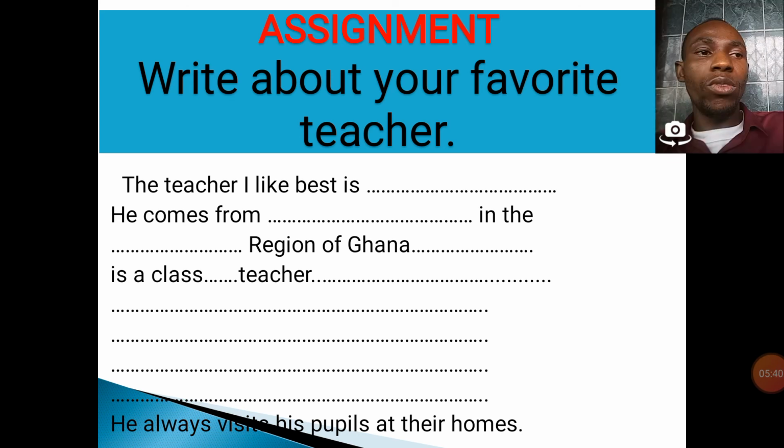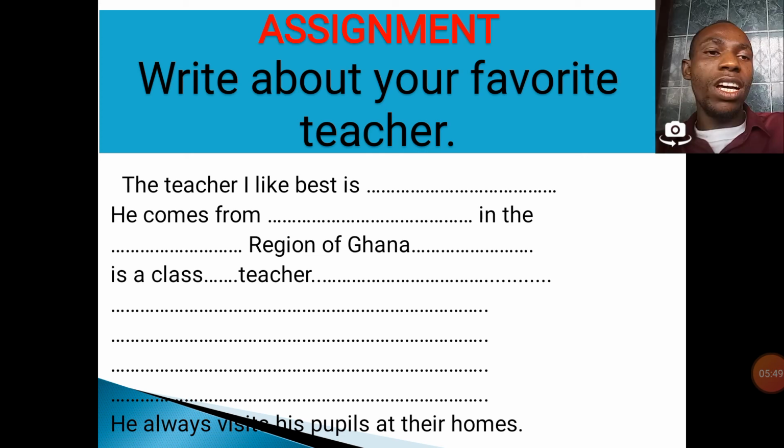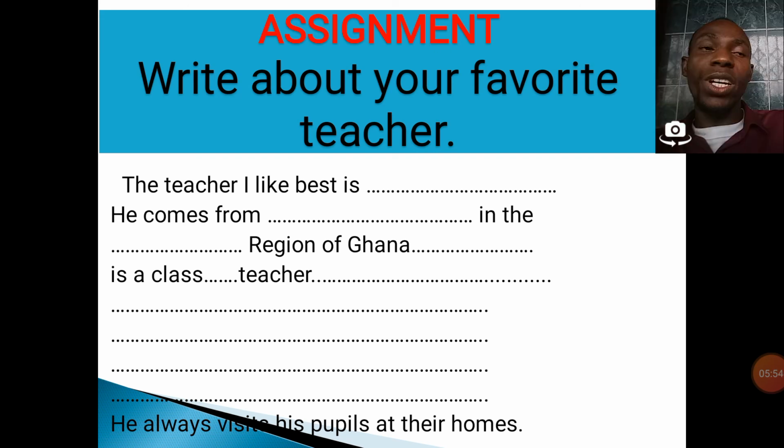After filling all those spaces with the required answers, you end by saying he always visits his pupils at their homes. Or if you have anything to add to make it more interesting or to make it the way you want it to be, in your own way, you can rewrite it or write it to the best of your choice, and that will make you a great writer.